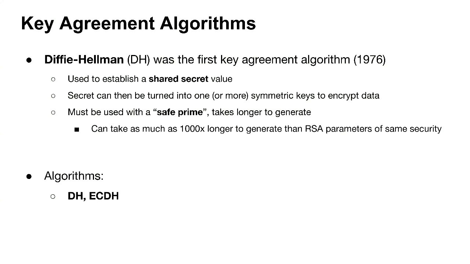It must be used with a safe prime, which does take a while to generate. So typically, these would be generated up front and then stored in a file or something like that. The safe prime can take as much as 1,000 times longer to generate than RSA parameters of the same security. Algorithms under key agreement are DH Diffie-Hellman, and then there's the elliptic curve variant called ECDH.